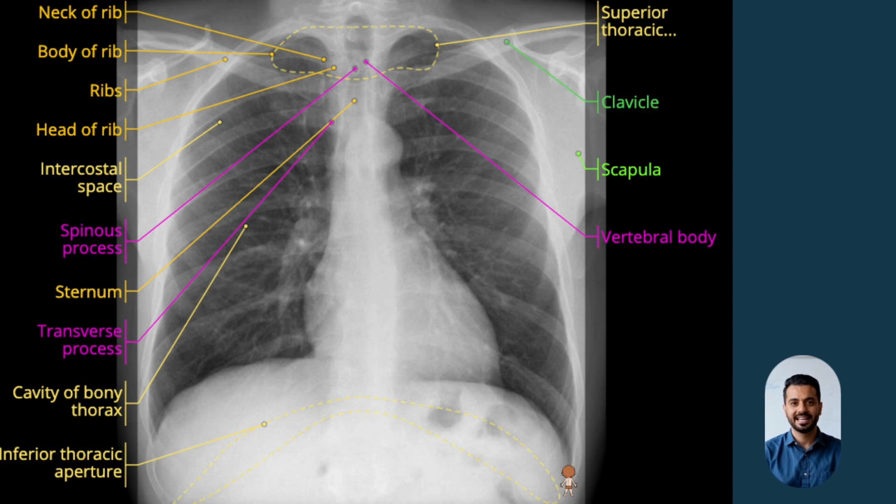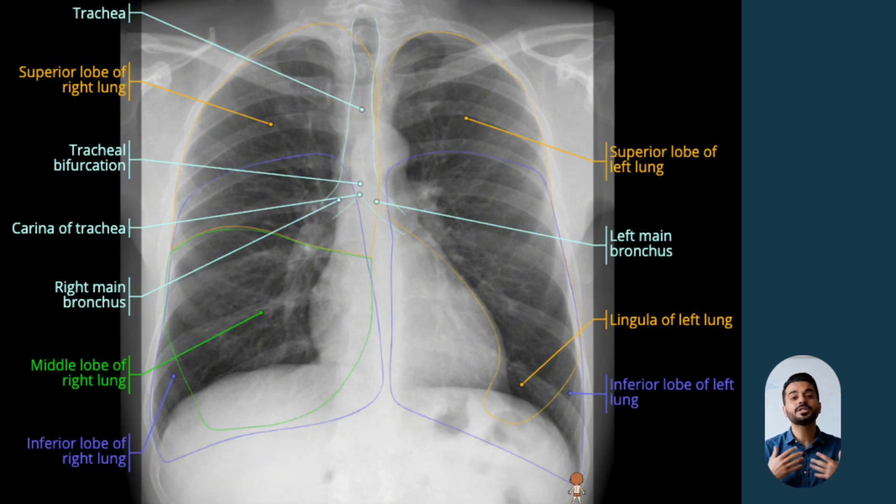In the front, they connect to the sternum, the breastbone. In the back, they connect to the spine. At the top, you have the clavicles, the collarbones, and behind the lungs, you can see the scapulae, the shoulder blades. Sometimes the scapulae overlap the lungs on the image. This is normal. Our job as radiologists is to not confuse normal things with something abnormal.